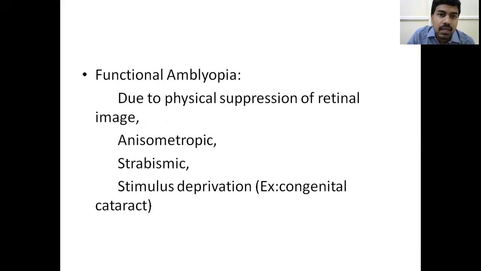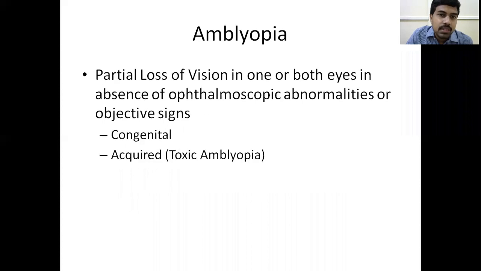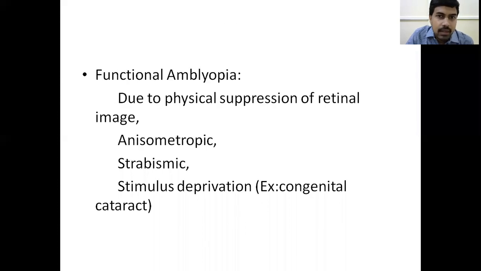So it could be functional amblyopia, that is anisometropic, strabismic, stimulus deprivation. For example, congenital cataract, as we read in our squint classes. Similarly, visual cortex disease like functional amblyopia. So this is about functional amblyopia. That's it, nothing more than that.